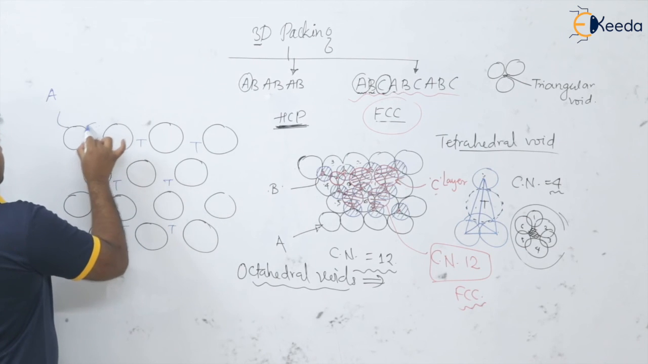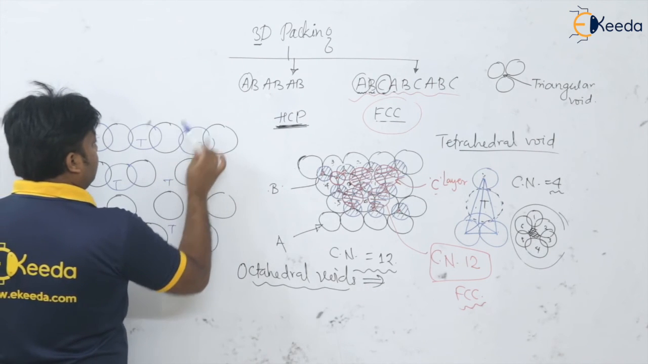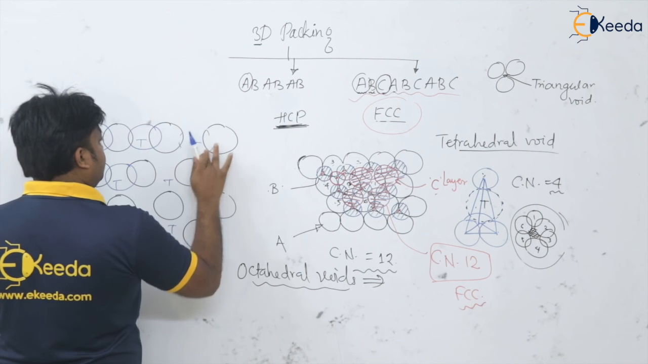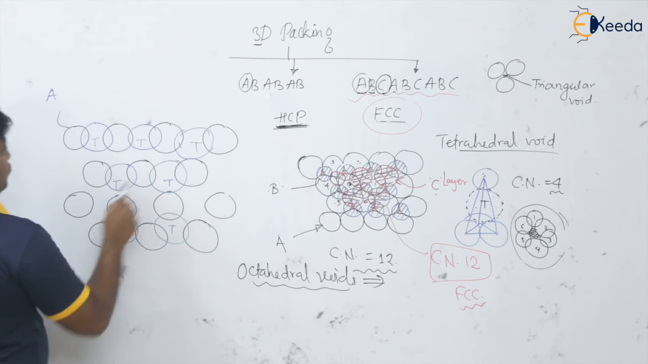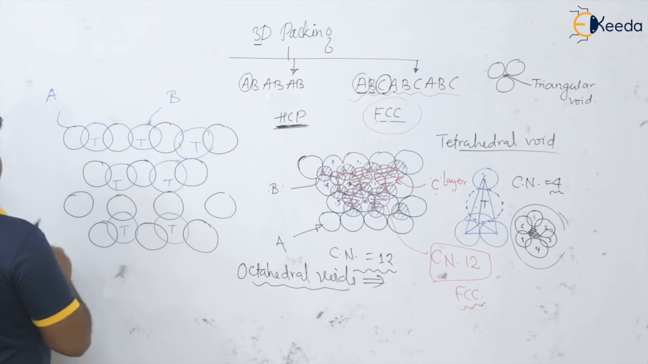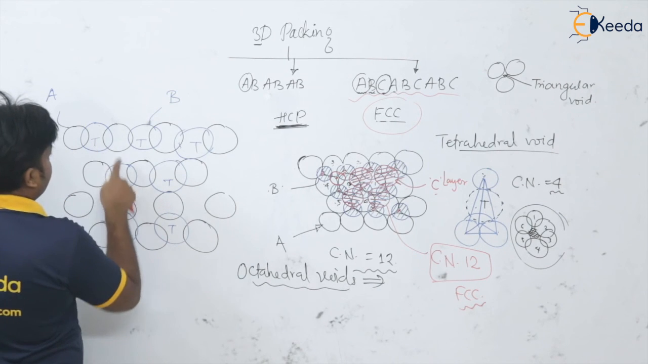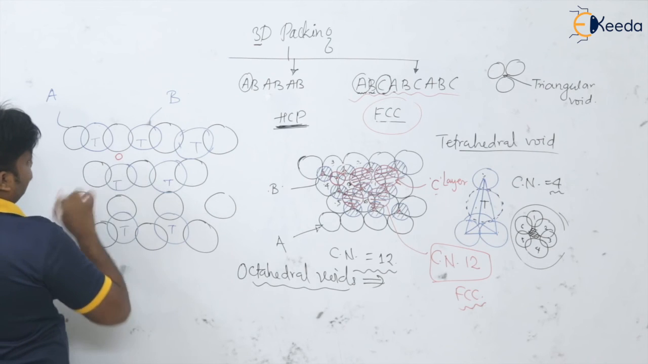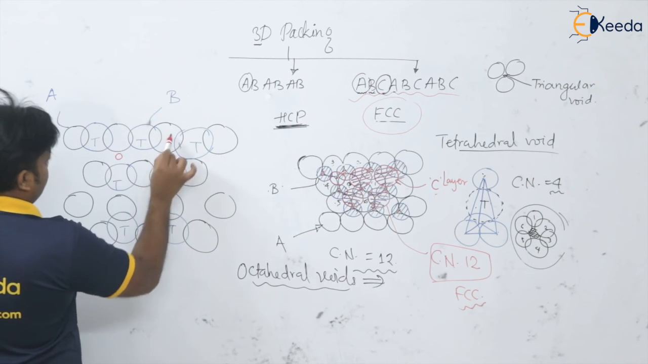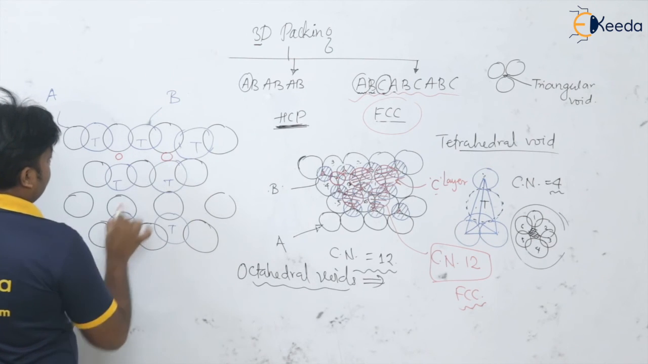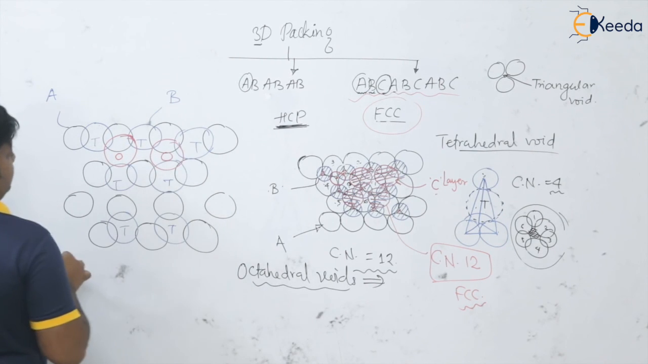Okay, I am going to cover it with the blue pen. So this tetrahedral void is covered. This tetrahedral void is covered here. So this is B layer completed, and for C, I am showing this octahedral void with this letter O. So you see 1 2 3, 1 2 3, 1 2 3, 1 2 3. So these are the voids. I am going to cover these voids with this red pen.